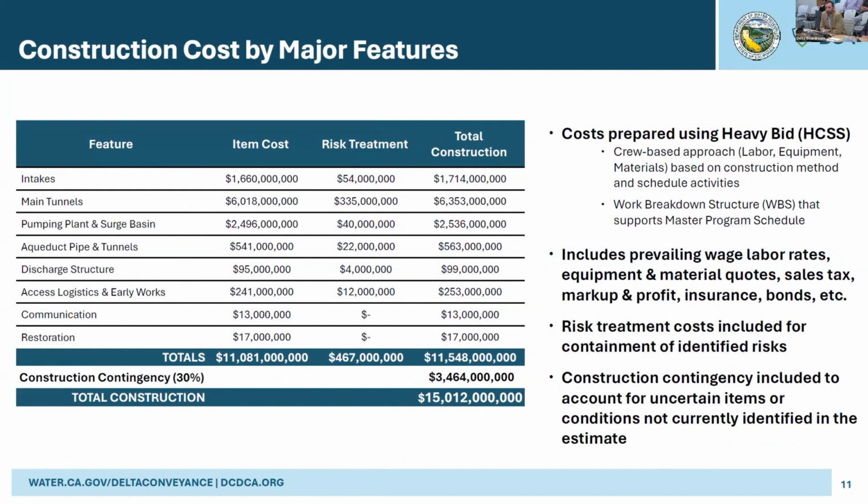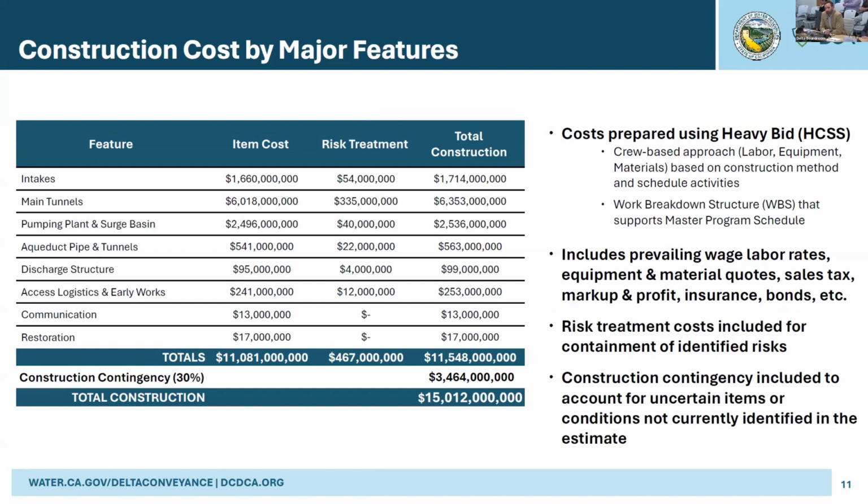So now we'll pull back and look at first the construction costs. So we're looking at that 2/3 of the pie chart, the $15 billion, looking now at the aspects of project construction. First, the methodology. We used HeavyBid software. That's very common in the construction industry. That allows us to build up to these estimates based on the construction method and schedule of activities.